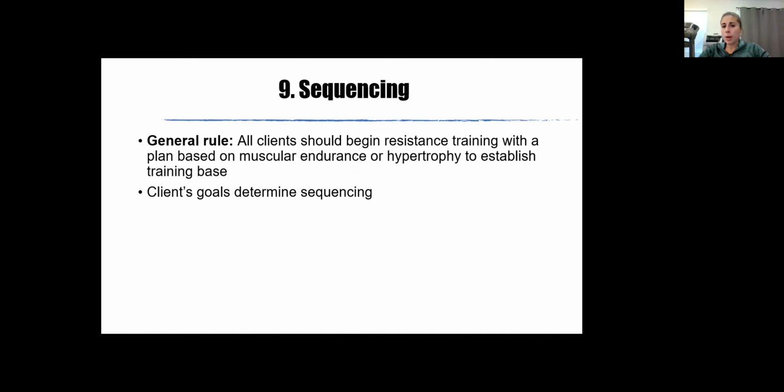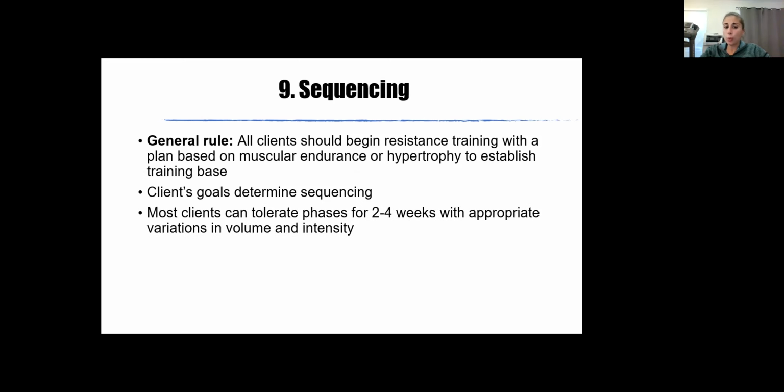Usually when we create a plan for someone, a phase or time frame will last about 2 to 4 weeks. We might be playing around with some volume and intensity, but you could keep the exercises very similar. Programming gets very complex. You can literally do a whole course on programming, but typically you could stick with the same plan for 2 to 4 weeks and the client will adapt, and then we need to switch. After 4 weeks, we see adaptation start to slow because our body gets used to the demand that we put on it.